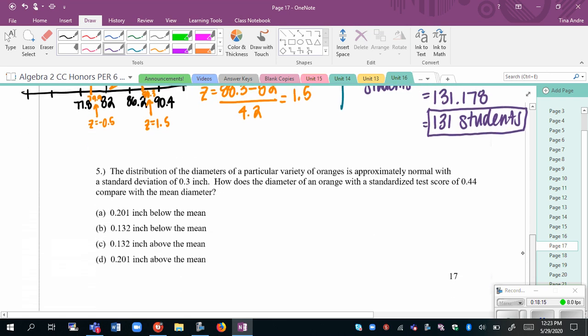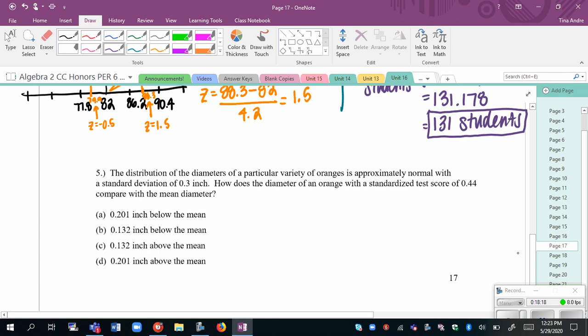And the last question here is a little bit different. So let's just read through this one. The distribution of the diameters of a particular variety of oranges is approximately normal with a standard deviation of 0.3 inches. How does the diameter of an orange with a standardized test score of 0.44 compare with the mean diameter? So a standardized test score of 0.44 really means that the z-score is 0.44.